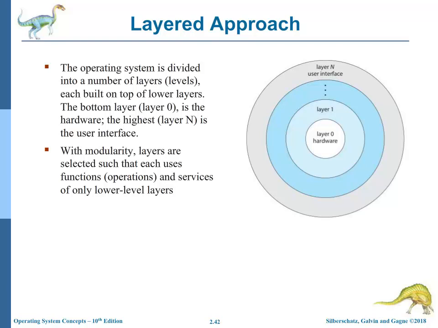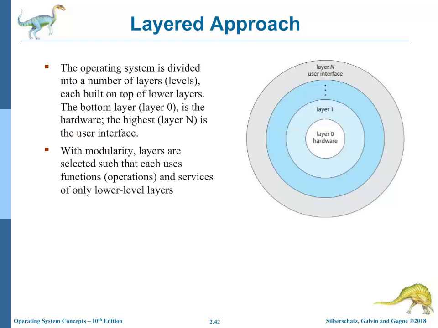So one method is a layered approach, in which the operating system is broken into a number of layers or levels. The bottom layer, which is layer 0, is the hardware. The highest, layer N, is the user interface. In this modular design, a change in one component affects only that component and no others, allowing system implementers more freedom in creating and changing the inner workings of the system.